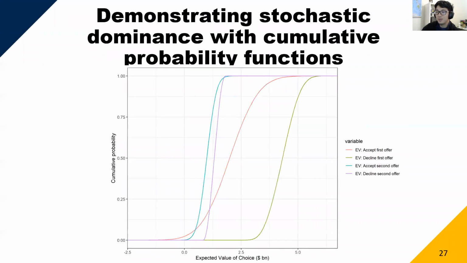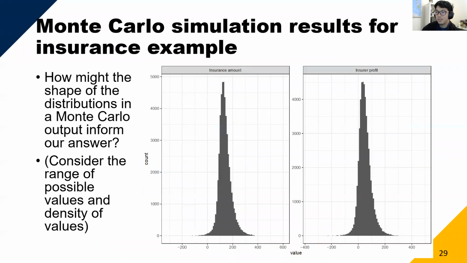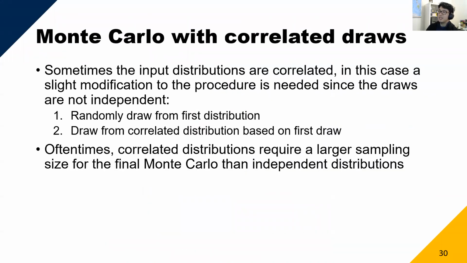In the case where you have correlated draws, oftentimes you're going to need a larger sampling size than with independent distributions. The way you can think of it is that you have distributions that rely on other distributions. And so to get an accurate picture of your correlated distributions, you need quite a lot of draws from your first distribution.